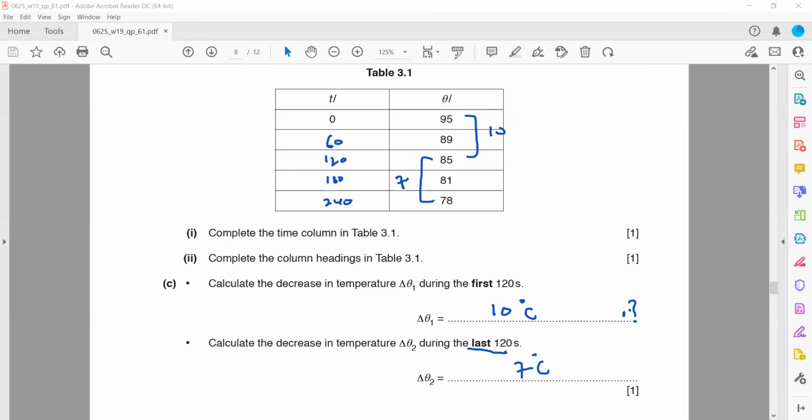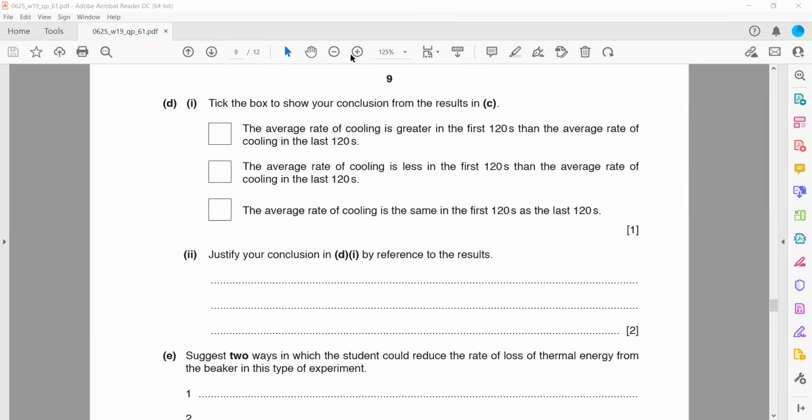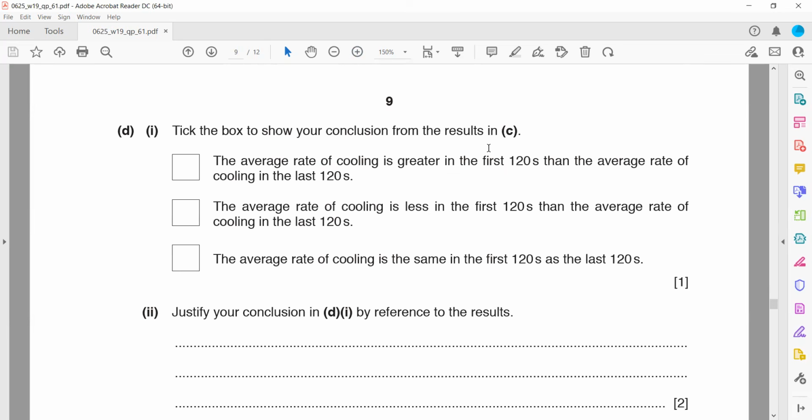And that is obvious because initially the temperature is higher, so the rate of cooling is faster. But as the temperature decreases, the rate of cooling will also decrease. So tick the box to show your conclusion from the results in C. What do you conclude: the average rate of cooling is greater in the first than in the last, the average rate of cooling is less in the first, or the average rate of cooling is the same? So which one should I take?